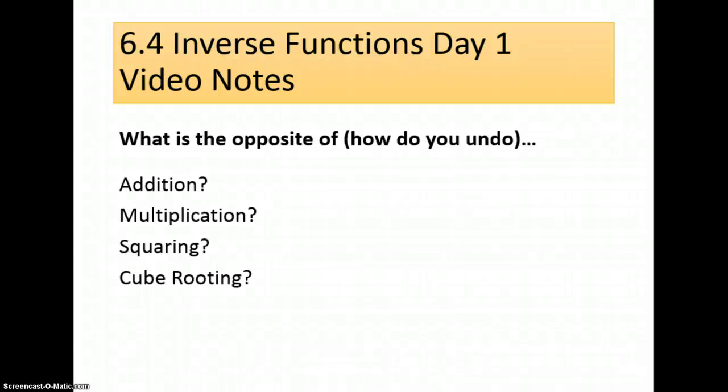Hey, Algebra 2 students. Today we are going to talk about inverse functions, day 1. We are going to learn about the inverse function and how to find it.